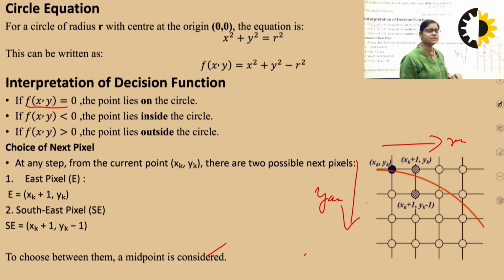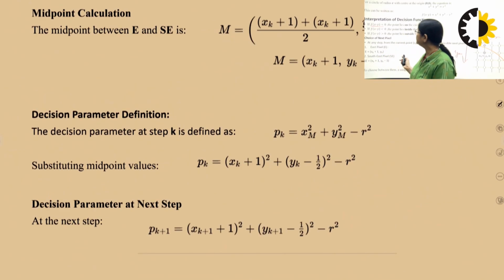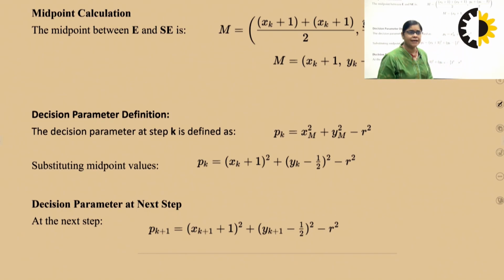So we are taking the two possible next pixels: the east pixel, xk plus 1 comma yk, and the south east pixel, xk plus 1 comma yk minus 1. Now we have to choose between these two points, and then we are able to find the midpoint. Now, further, for the midpoint calculation, if you remember both the equations, let me go back.